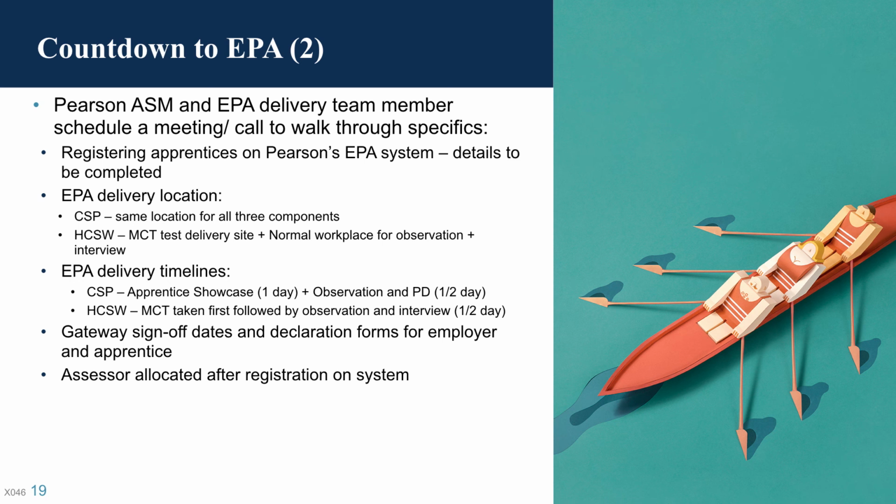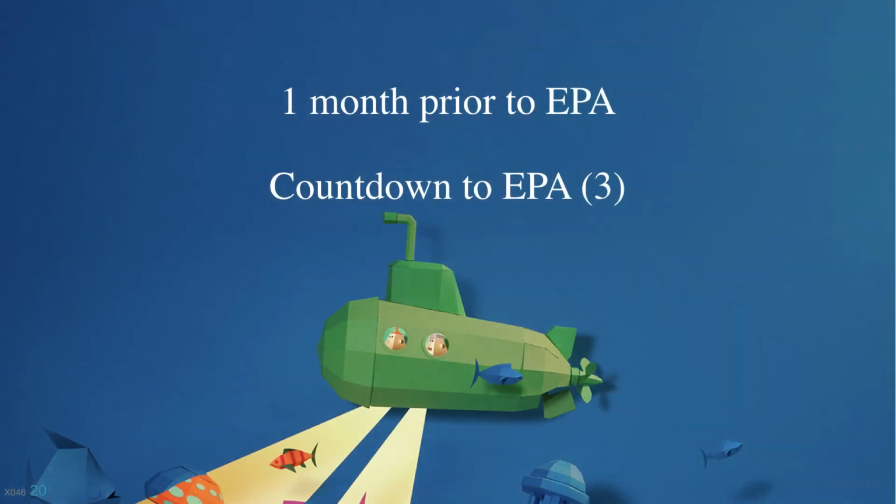And then we will also set expectations around the gateway sign-off dates, the declaration forms that the employer and the apprentice need to sign, and then outline that the assessor allocation will happen once the apprentice has been registered on our system and what that might look like. So you've registered your apprentices on our systems. That triggers the assessor allocation from our system as well. The assessors would agree to a certain date, and subsequently we will look at the next stage, which is essentially a month before the approximate EPA date.